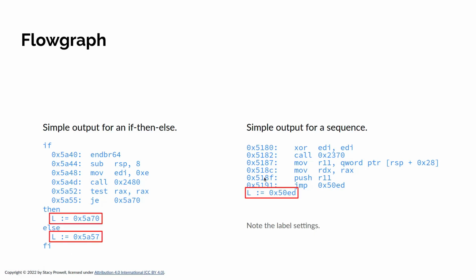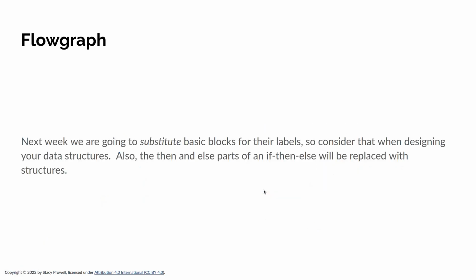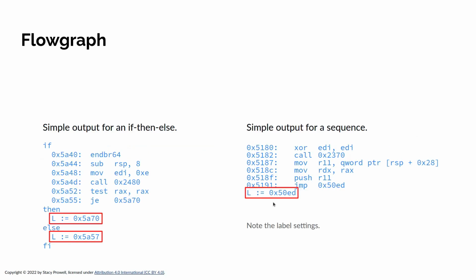So the label settings, this is what they should look like. And the next time we're going to be substituting basic blocks for labels. So consider that when you design your data structures. The then and else parts of an if-then-else will be replaced with structures. And if it turns out this one right here, 50ED, was itself a little sequence, I might just merge the two. And so I'd have a long sequence with the label at the end. Things to think about.